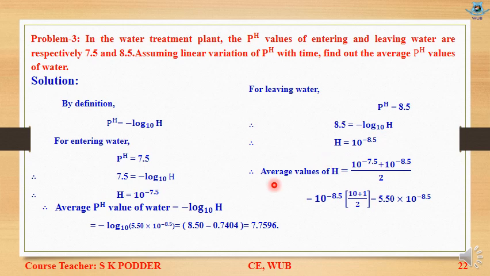If we average the value of the hydrogen ion concentration, I remind you again and again, it is hydrogen ion, not hydrogen, it's my mistake. So the average value of hydrogen ion concentration is this value plus this value divided by 2, and it is 5.5 multiplied by 10^-8.5. So the average pH value of water is the minus log of the hydrogen ion concentration. If you put the value of hydrogen ion from here, then it is 7.7596.